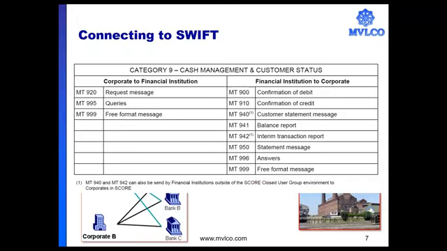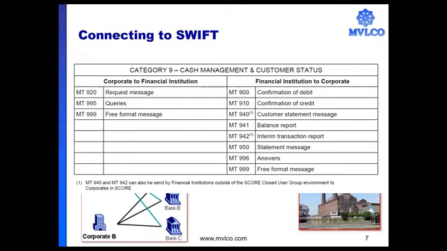The third type is category 9. Because our discussion will be focused on category 1, category 2 and category 9, I am explaining only those messages which a corporate and a bank can exchange between them. When it comes to category 9, we have cash management and customer status messages. A corporate can send an MT920 request message requesting a statement, an MT995 a query, and an MT999 a free format message. On the other hand, a financial institution can send MT900, MT910, 940, 941, 942, 950, 996 and a 999 to a corporate.